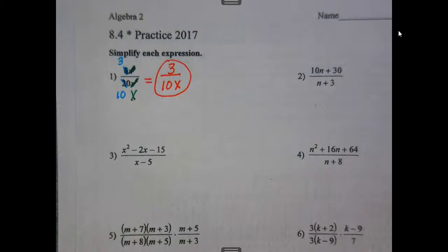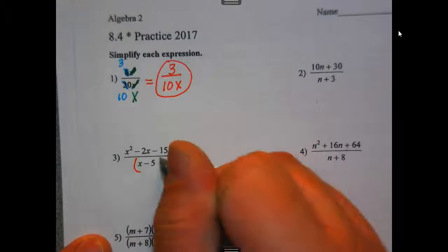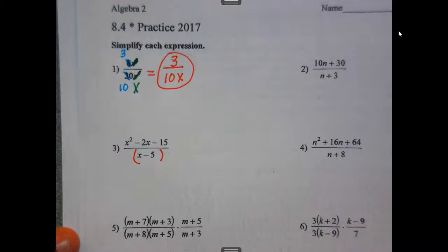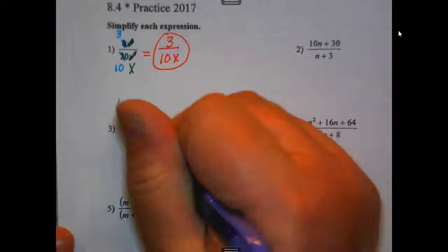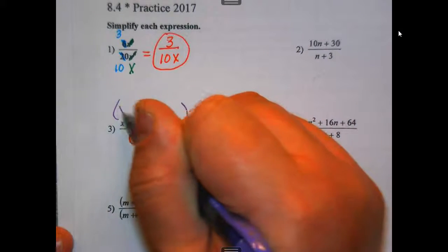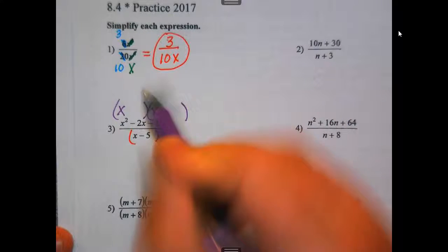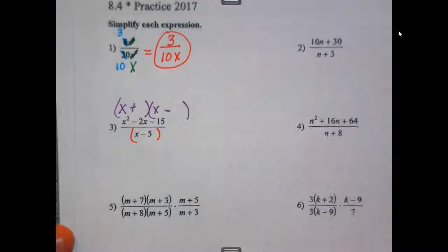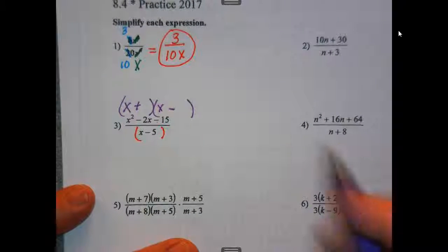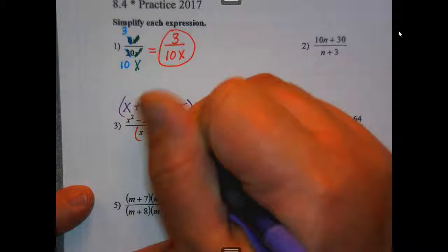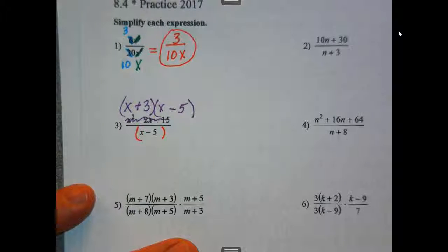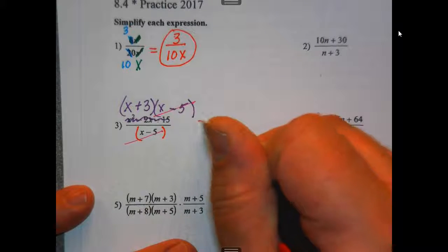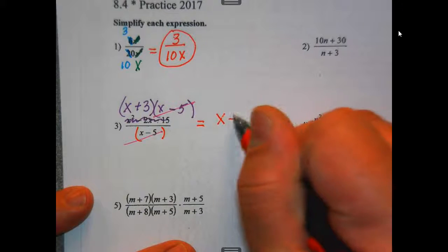Okay, number 3. I have plus and minus signs. First of all, I'm going to lock this in there. I have a quadratic, so I'm going to have to factor. The x times x gives me x squared. That's a minus, so I have a plus and a minus, which means I'm going to subtract my factors. -5 and +3. And then the -5's cancel out. X plus 3 over 1, or just x plus 3.